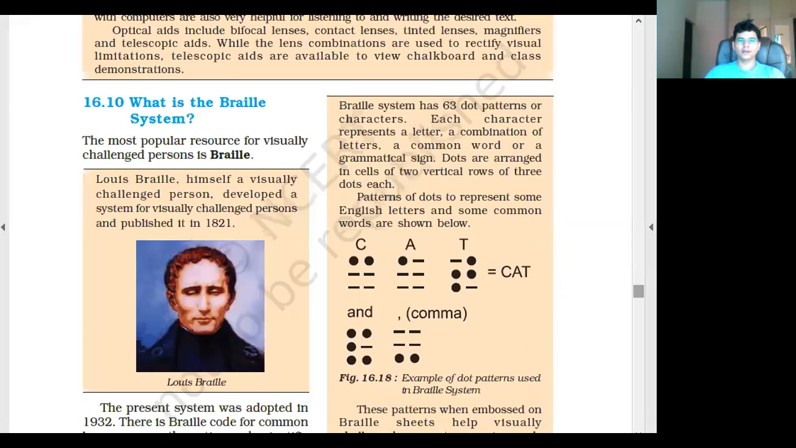Okay, now think about it. Suppose, for any reason, the light rays passing through the lens do not meet on the retina, then what will happen? Think about it. Obviously, we cannot see anything clearly, right? That is the reason for defects.